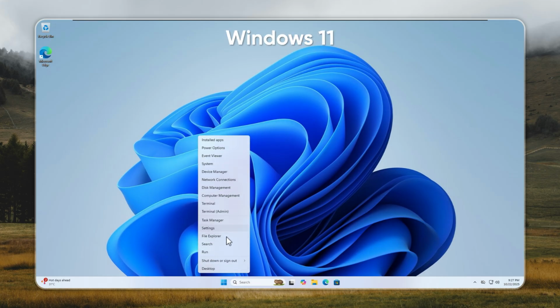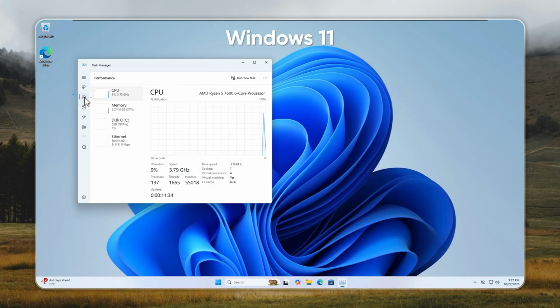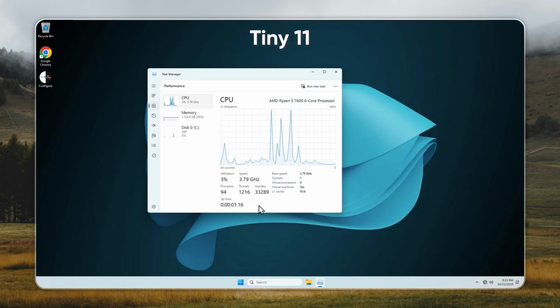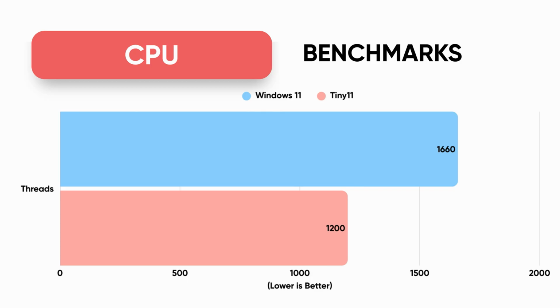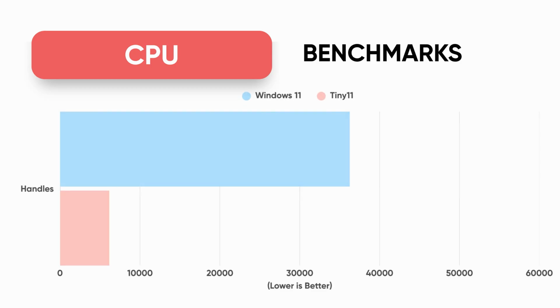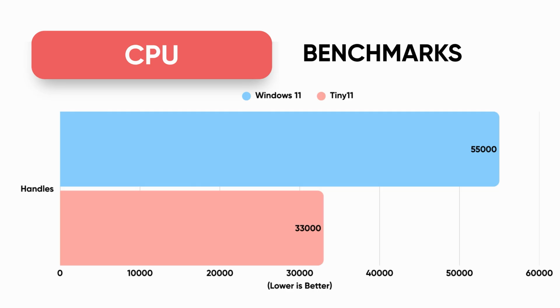Now let's talk about the CPU load, the real test of how optimized an OS truly is. On stock Windows 11, there are 137 background processes, 1,660 threads, and over 55,000 handles constantly running before you even open a single app. That's your CPU and memory wasting energy on things you'll never use. Tiny 11 Prime trims all that fat down to just 94 processes, 1,200 threads, and around 33,000 handles. That's nearly a 40% reduction in total system overhead. In real life, that means smoother multitasking, faster response times, and way fewer background interruptions. Your CPU finally gets to work for you, not for Windows.